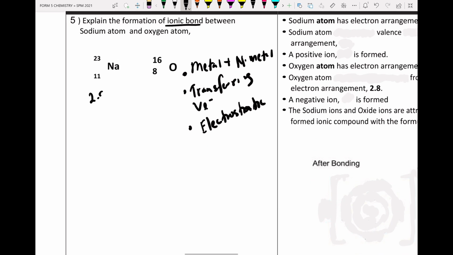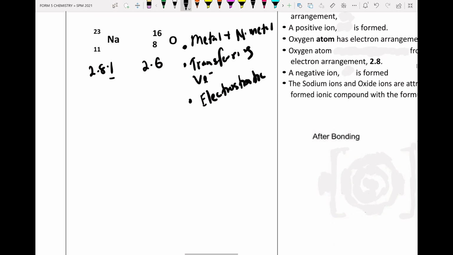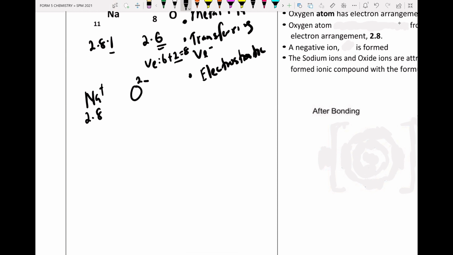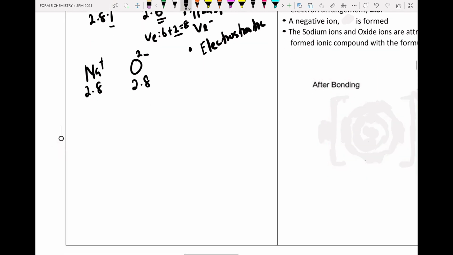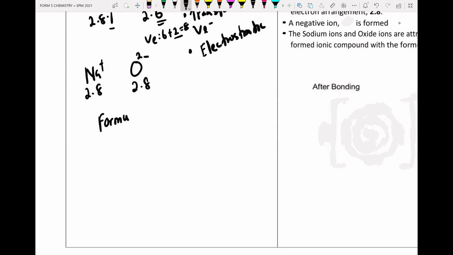Sodium is 2.8.1 and oxygen is 2.6. Sodium will donate one valence electron and form a sodium ion and achieve stable octet electron arrangement. Oxygen has 6 valence electrons, so it needs 2 electrons to achieve stable octet electron arrangement. Therefore, oxygen will form a negative ion or anion, receiving 2 electrons from 2 sodium atoms and achieving stable octet electron arrangement. The formula of the compound formed will be sodium oxide.